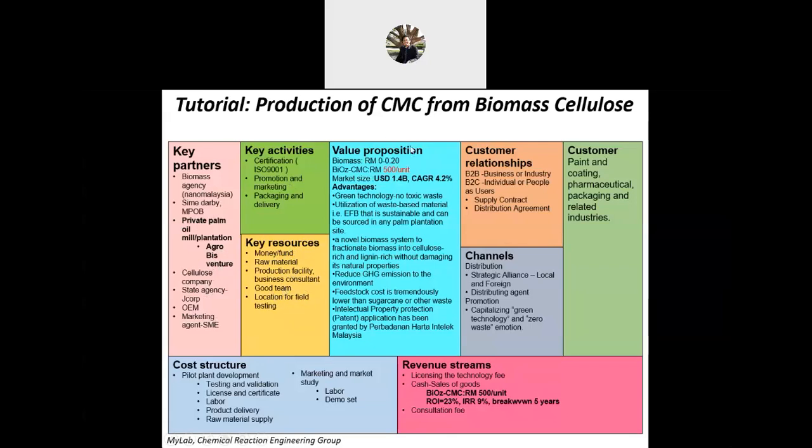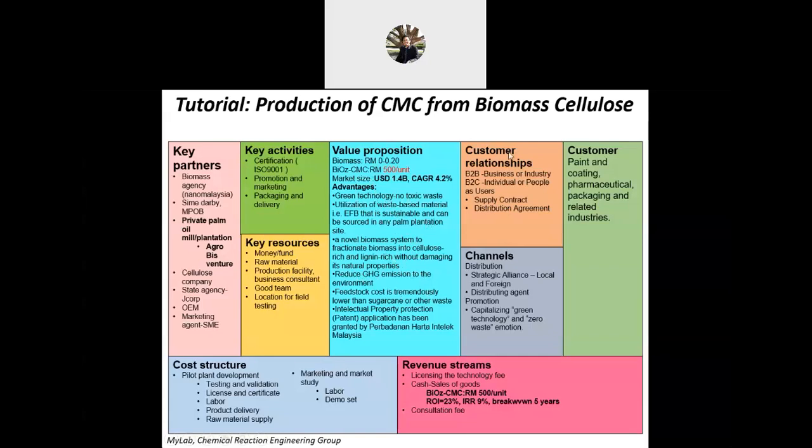And then value proposition. Here we have to calculate the cost of biomass compared to bio CMC. So the products should have a higher value compared to the raw materials. We can see the market size in terms of CMC. And then the advantage. What is the advantage of our product actually? No toxic waste during the production of CMC, and reduced GHG emissions, green chemistry or something like that.